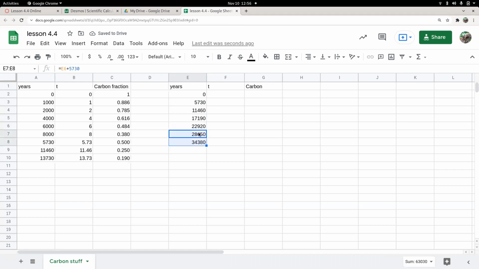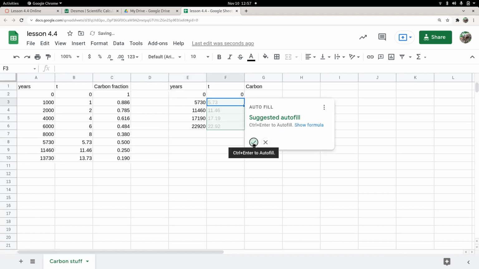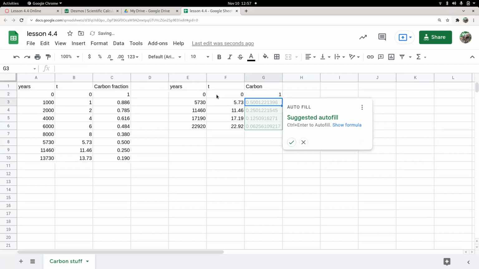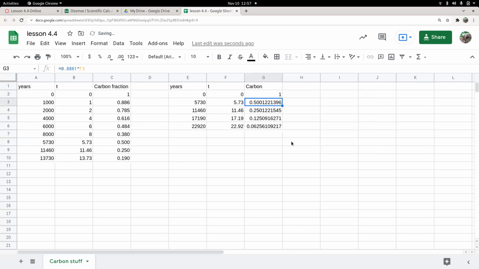Okay, so what I've just determined is that these numbers here are all 5,730 apart. To get the t for my formula, I just take those numbers and divide by 1,000. So click on the first equals, click on the first one, divide by 1,000. Google will ask you if you want to fill down, and you can just say yes. Okay, so those are the powers, t, and then the formula is that 0.8861 raised to the power, that's the shift 6 key, and then click on the t value next to you. Enter, fill it down. Okay, so we got a little bit of rounding error going on here.